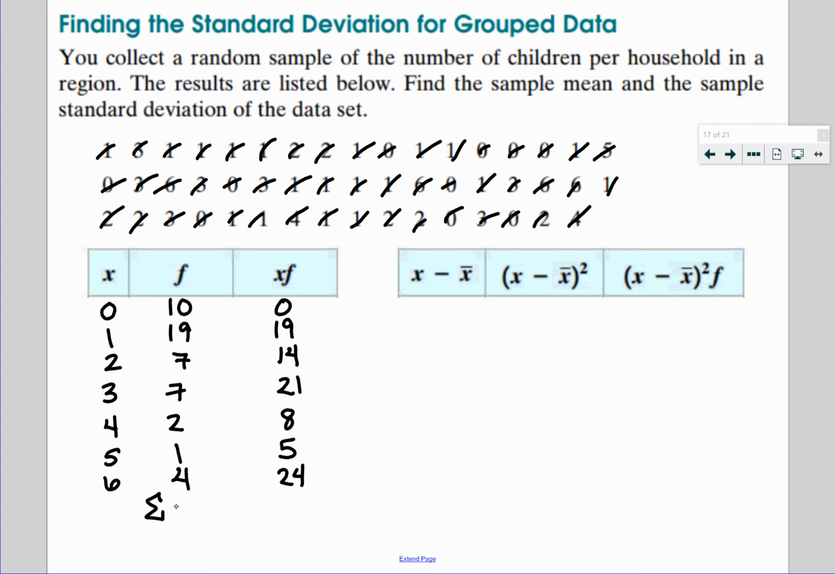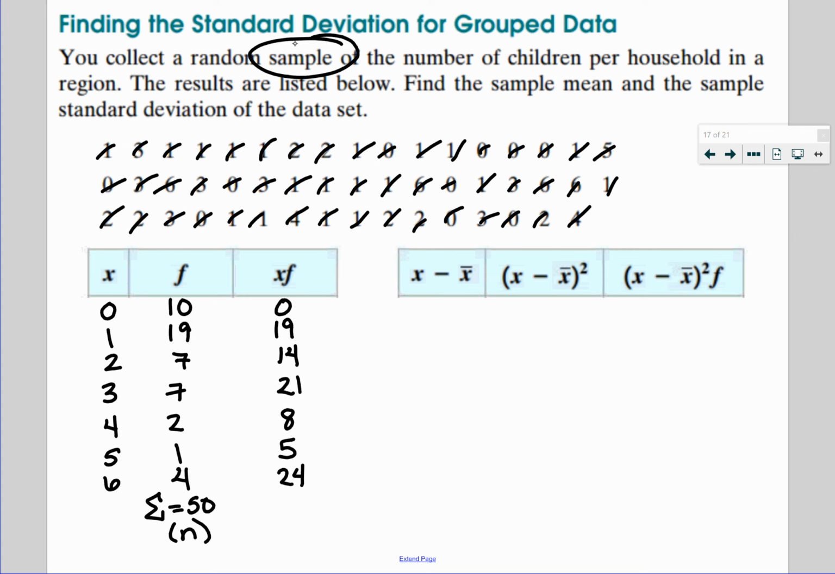I'm going to sum up my frequencies because that's going to be my n value. 10, 19, 7, 7, 2, 1, 4, 50. I need that for later. I also am going to make a note that this is a sample. We're going to change our formula in a little bit.